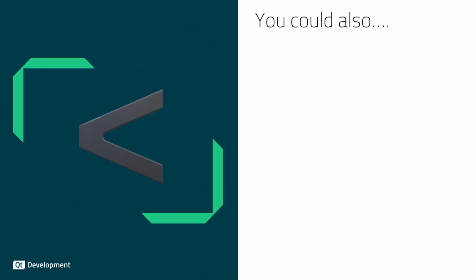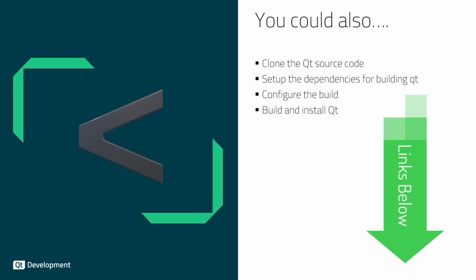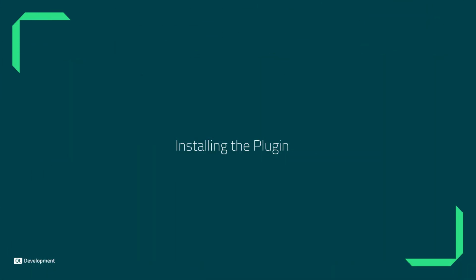The other option is to clone, build, and install Qt yourself. It's a method that should only be used by developers who are working with unreleased or modified Qt builds. It does take a significant amount of effort and won't be covered here. See the Qt for Android building from source page for how to do that, link below.